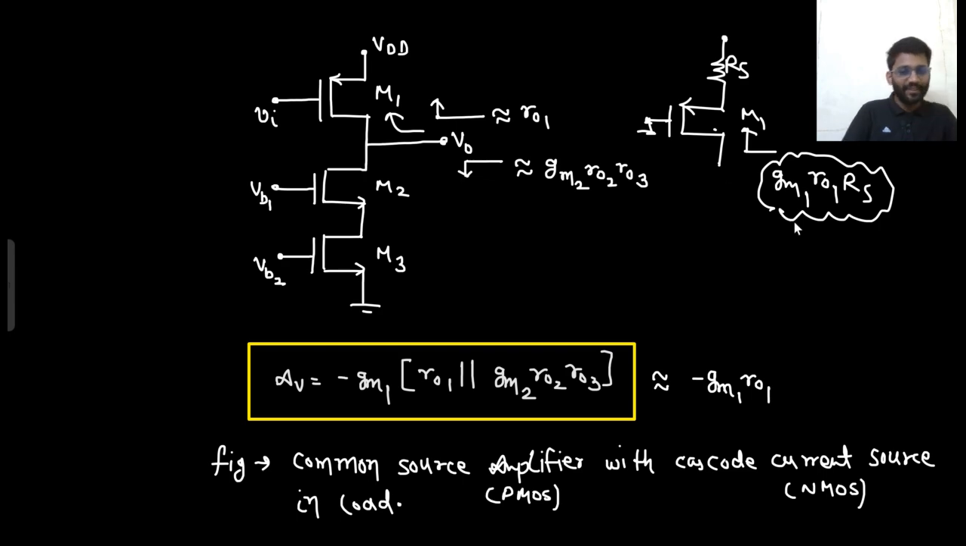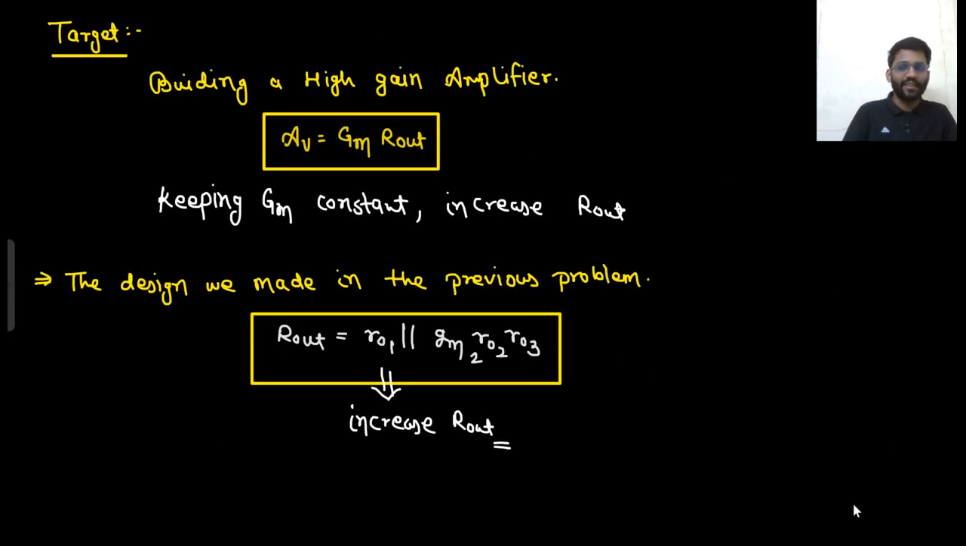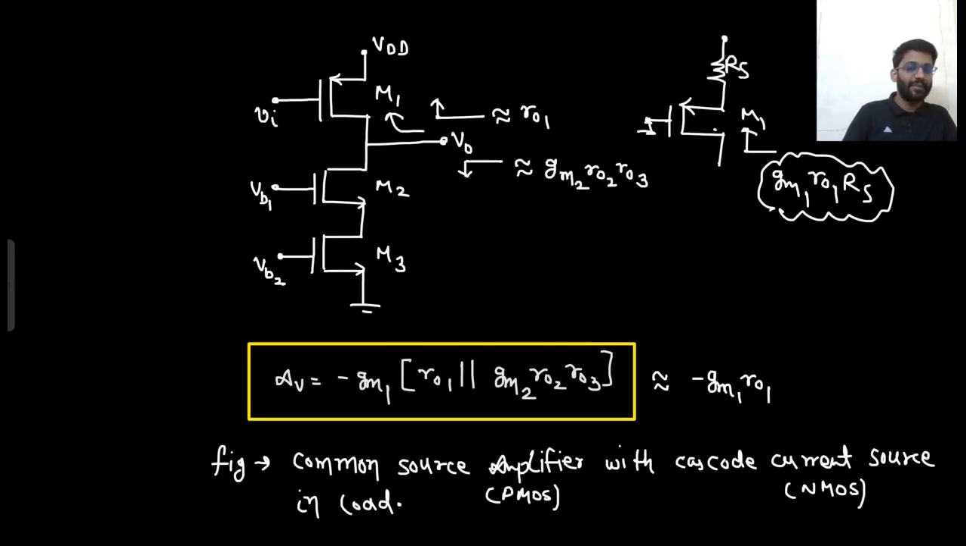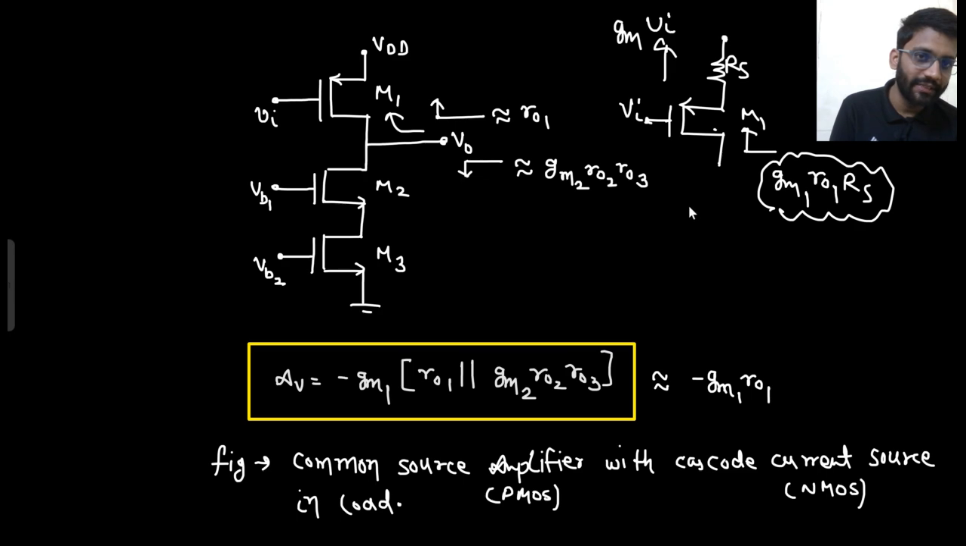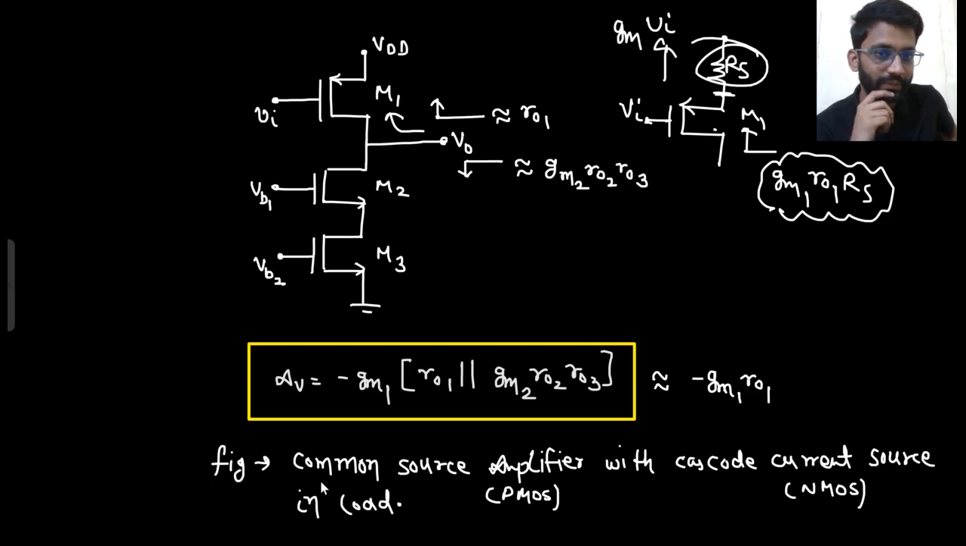I told you, keeping the GM constant, your capital GM would be changed. How will it be changed? Where would you apply the input? You would apply the input here. Now the current is GMV in. In all the previous questions, your current here was GMV in. Now the current is not GMV in, because this end is not grounded. This end is connected to RS. So this is not what we can do.